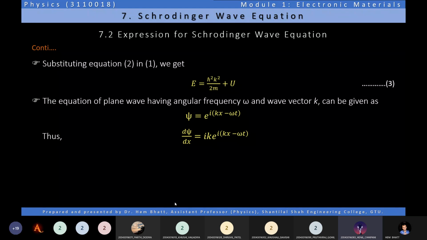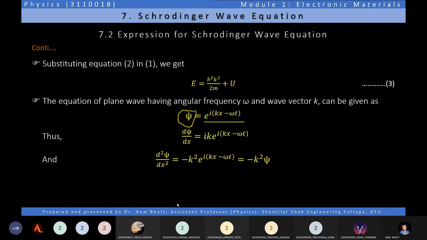Sir, minus k square e raised to i(kx minus omega t). Very good. Now in place of e raised to i(kx minus omega t), we can substitute psi. So what do we get? Minus k square psi. Very good. So this is what you should be getting: d2 psi by dx square is equal to minus k square psi.